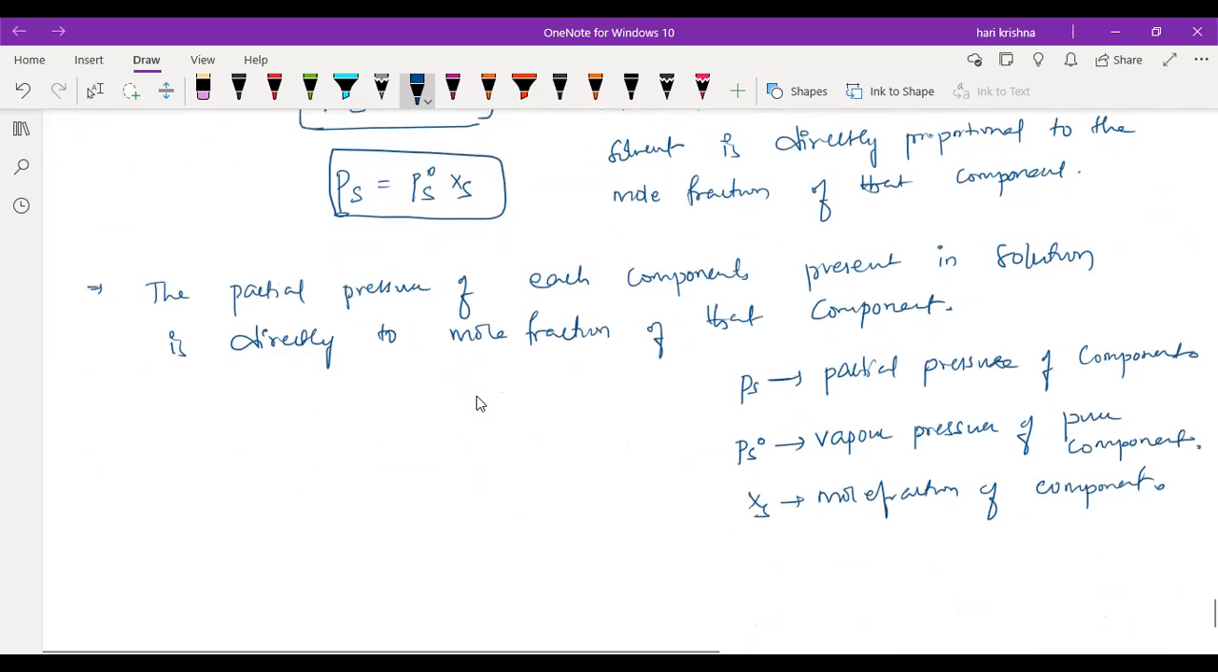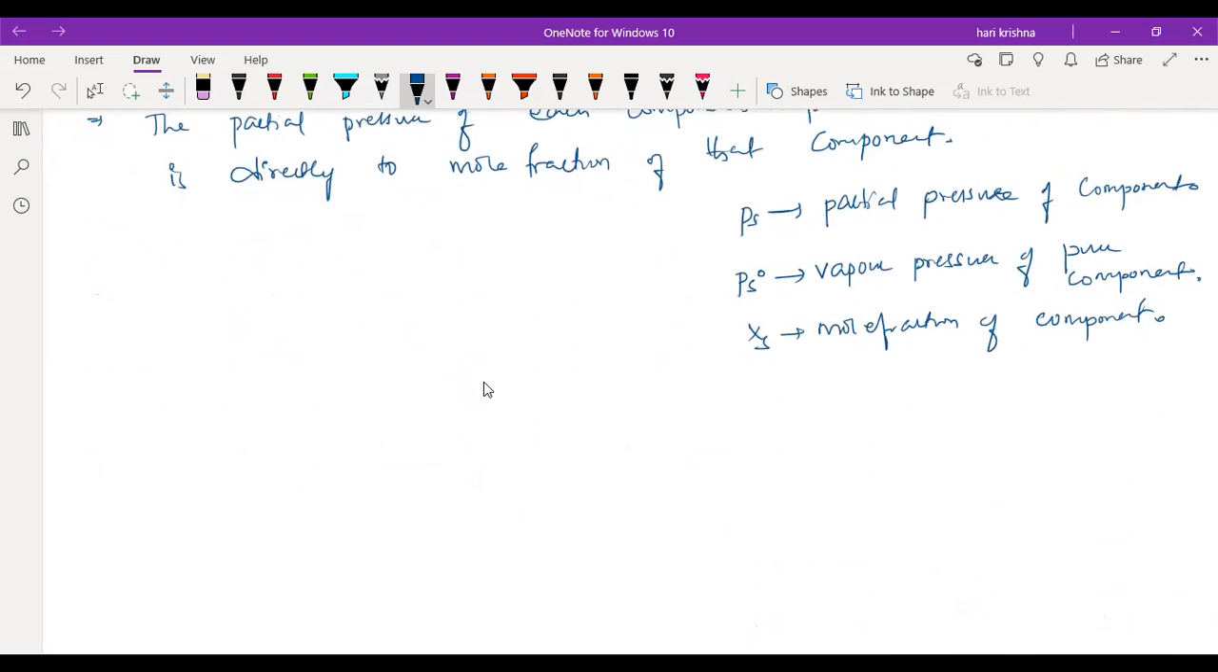Now, we know solution, right? If you take solution, it is equal to solute plus solvent. Solute will have the component PA and the PA naught, and the mole fraction is XA. Solvent will have the component PB, PB naught, XB. And we know mole fraction of the solution is XA plus XB equal to 1.